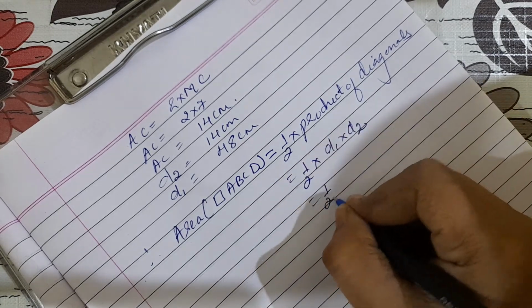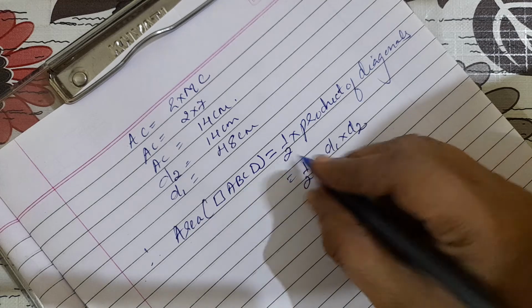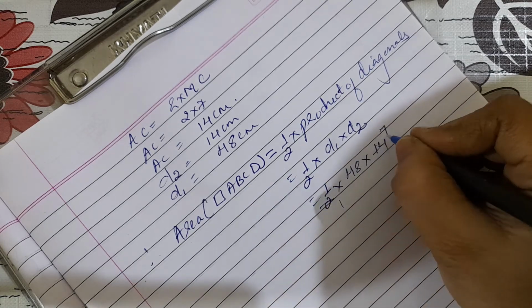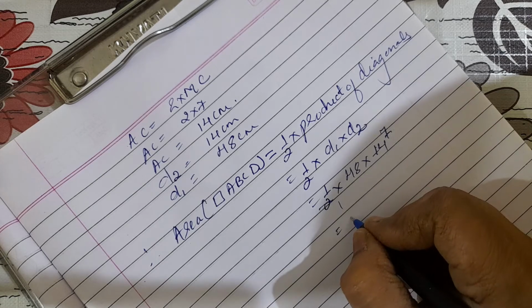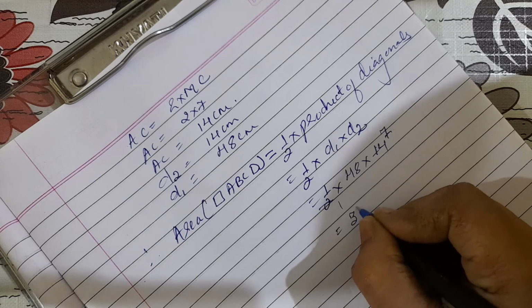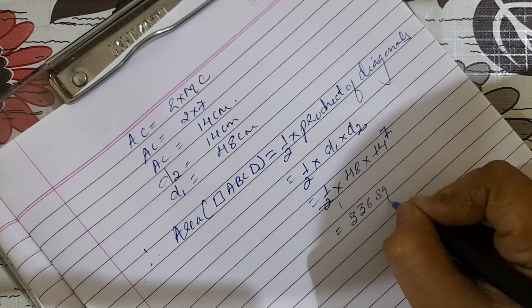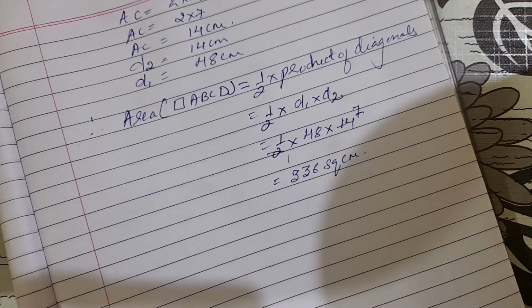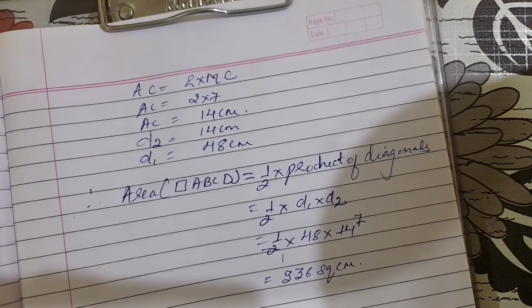So this is half into, what is your D1? D1 we have taken as 48 centimeter, D2 is 14. So 2 ones are 2, 2 sevens are 14. So this is equal to, if you multiply, you will get 336 square centimeter. You can copy this down, children.